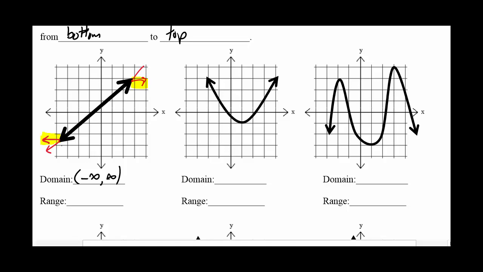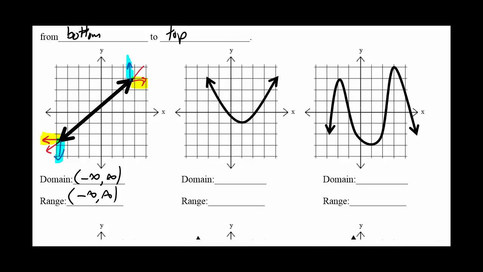Okay, range, we're looking from top to bottom. Well, the arrow means it keeps going, which means it also keeps going further down and further up. So going up here and going down here, there's nothing restricting it. So it also has -infinity to infinity.